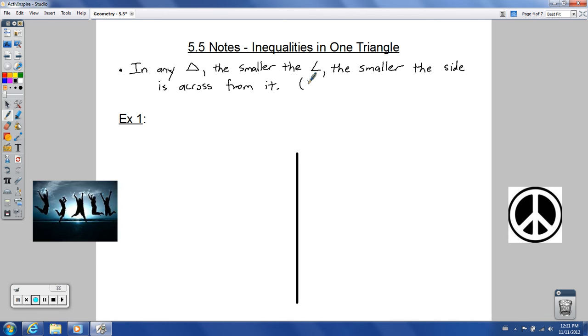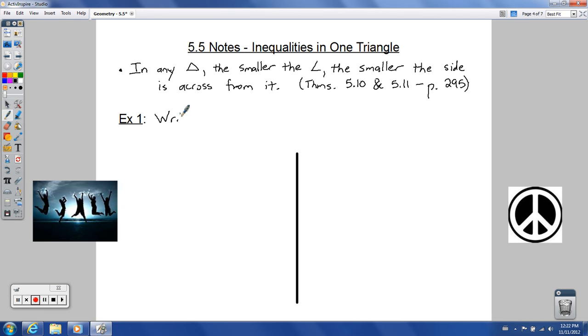If you want to see more on that, we're going to do this first example. We'll deal with these two theorems. But if you want to see more after that, these are theorems 510 and 511, which can be found on page 295. So write that down for me. And this goes with the word larger too. In any triangle, the larger the angle, the larger the side is across from it. That's another way I could say that.